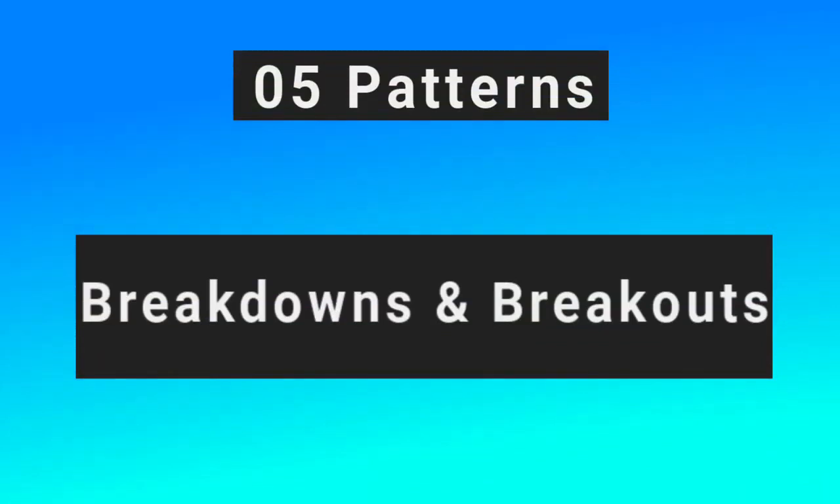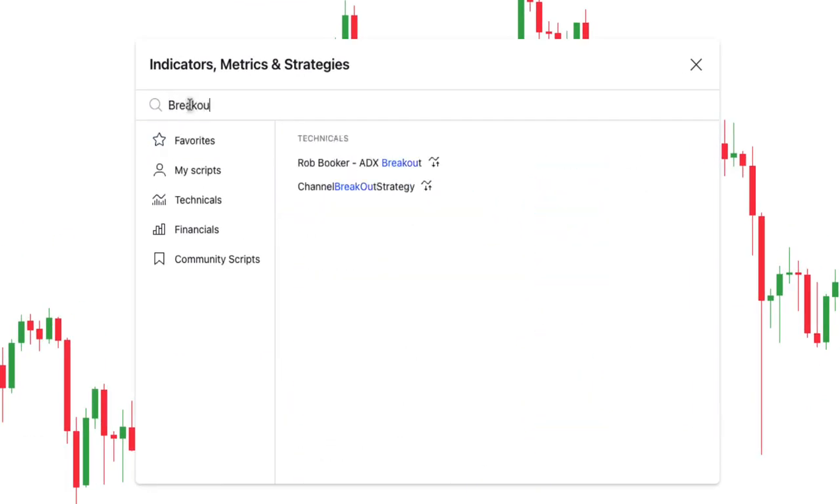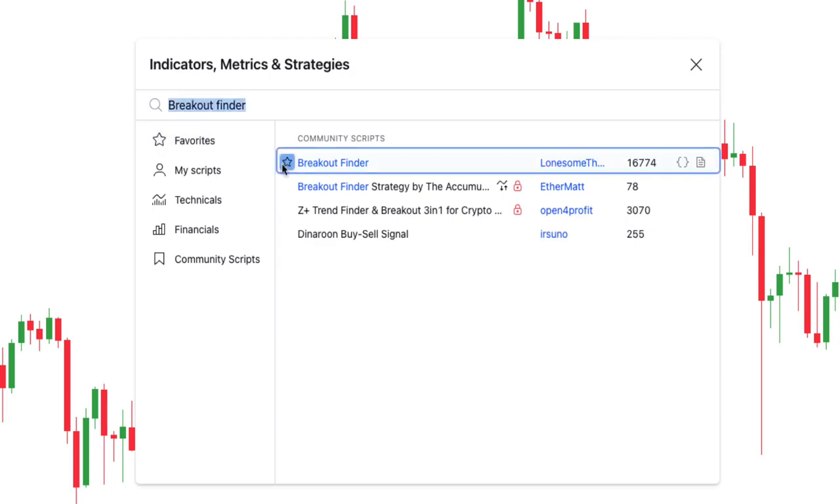The final price action concept we'll look at is breakdowns and breakouts. Breakouts or breakdowns are great signals that can trigger buying or selling interest and drive the price in the respective direction. There is actually an indicator that can help identify breakouts. Let's add this indicator to the chart. Head over to the Indicator Search tab and search for the Breakout Finder indicator. Select the indicator made by Lonesome the Blue and add it to the chart.